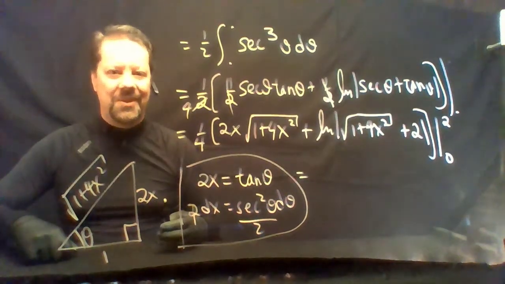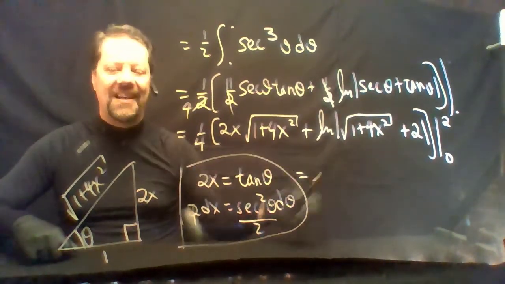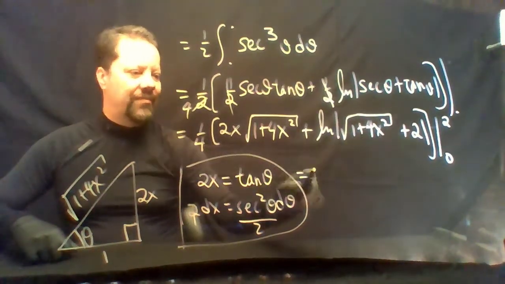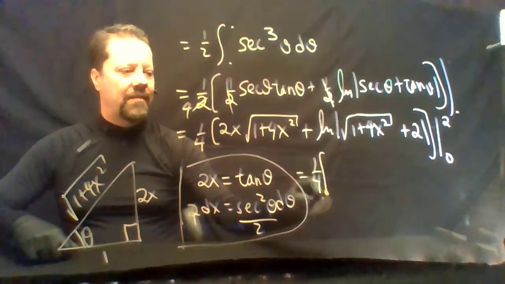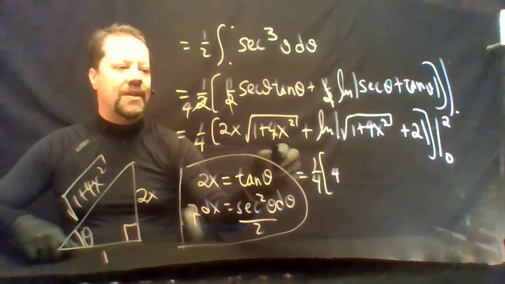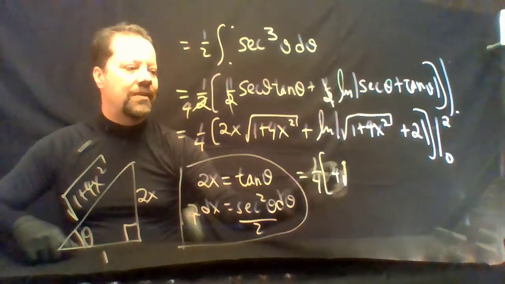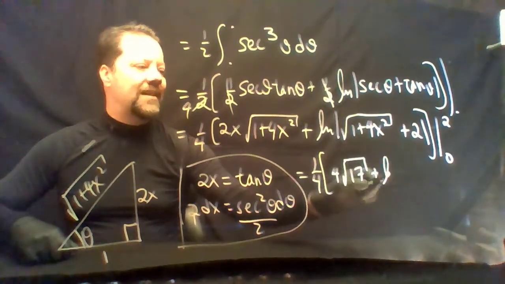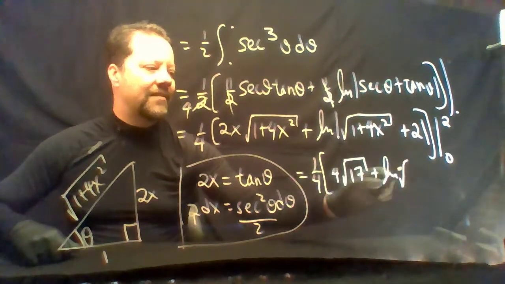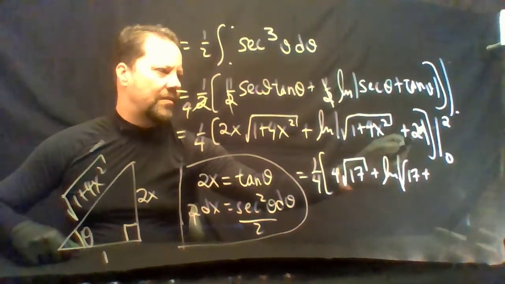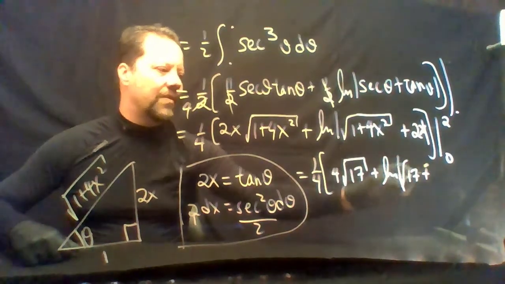Now it's appropriate to use 0 and 2 again because we're back in terms of x. Now, plugging in the 2, we'll have 4. 2 squared is 4 times 4 is 16 plus 1 is the square root of 17. Plus the natural log of the square root of 17 plus the 2x, which is 4.